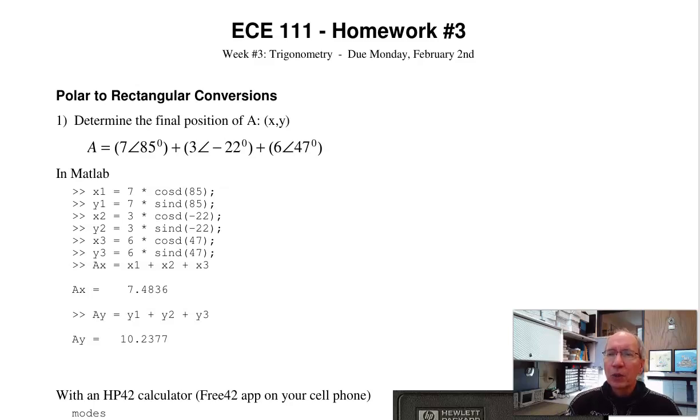Here are solutions to homework set number 3 for ECE 111. This homework set looks at problems you encounter when you take trigonometry and how to solve them in Matlab. The first problem is adding vectors.